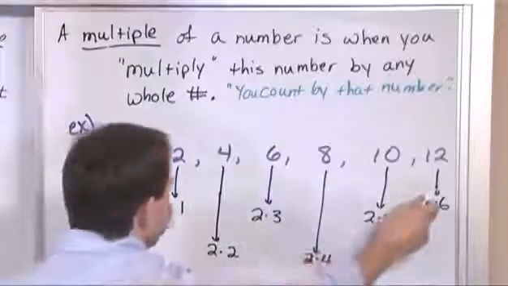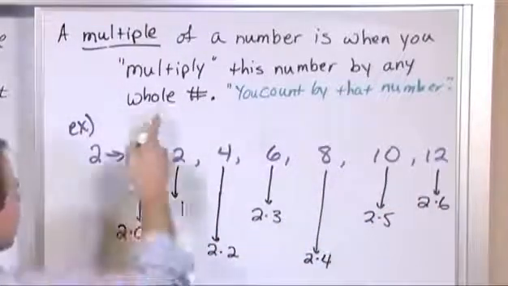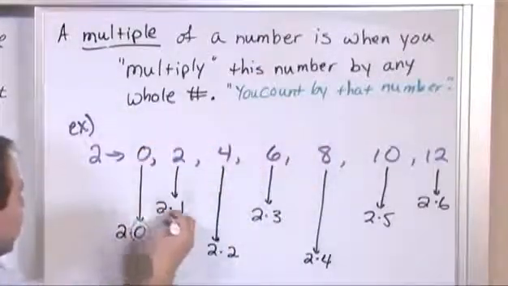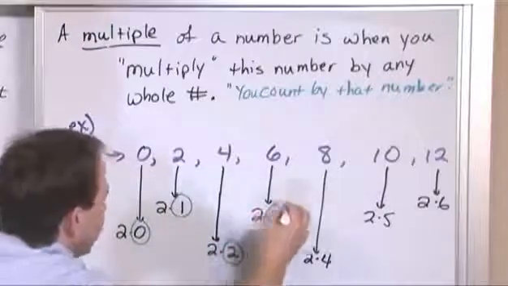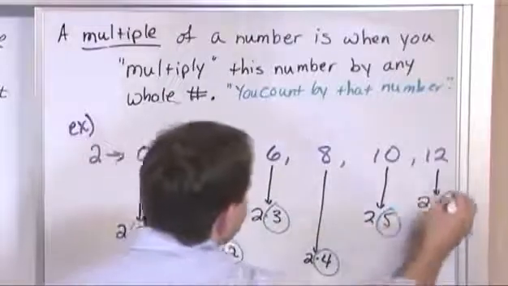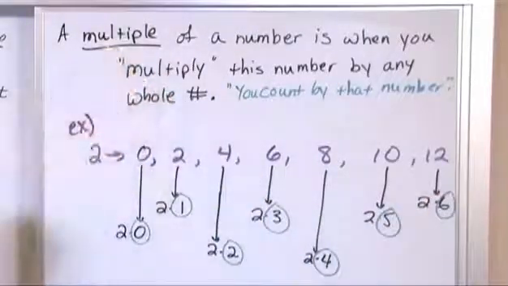It's always 2. But each time I find the next number in the sequence, I'm just multiplying it by a whole number. So here I'm multiplying by 0, here I'm multiplying by 1, here I'm multiplying by 2, by 3, by 4, by 5, by 6. Multiply, multiply, multiply. That is why you're getting multiples.